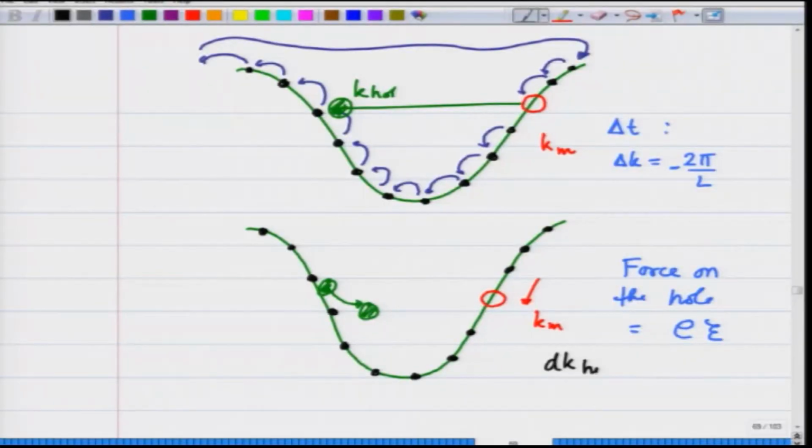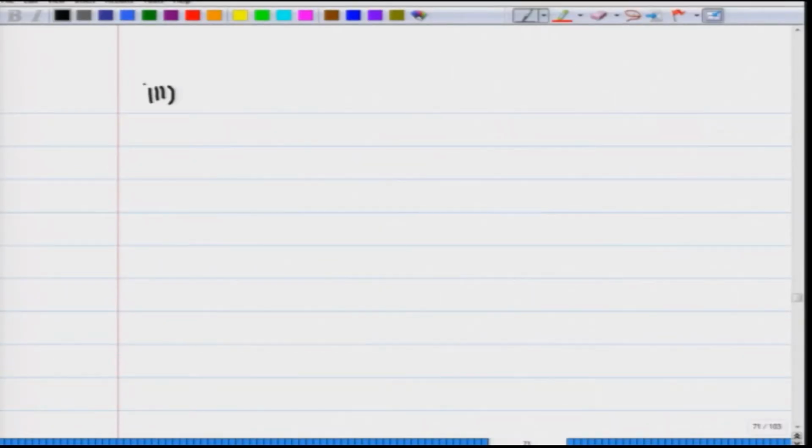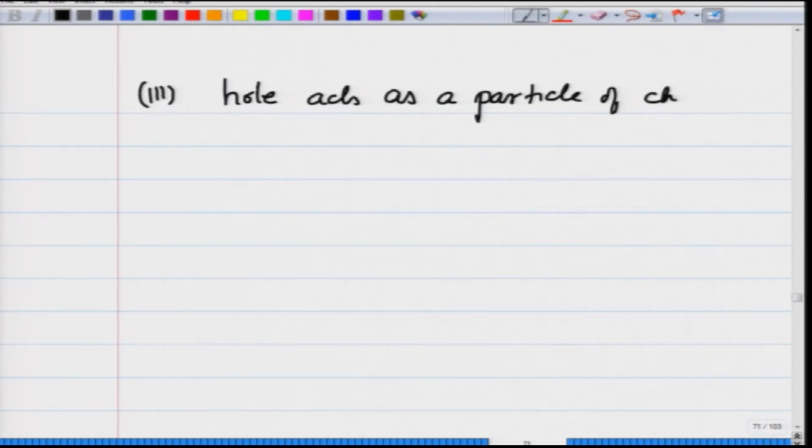In other words, if I were to write dk hole by dt, the equation of motion, it will be E. So, one can conclude that hole behaves as if it has positive charge. So, what we have understood from this, point number 3, is hole acts as a particle of charge plus E.